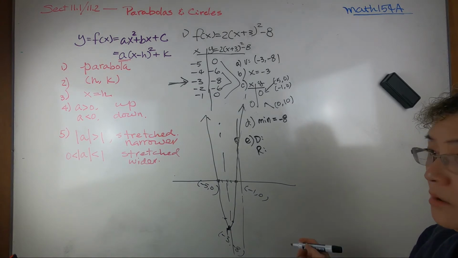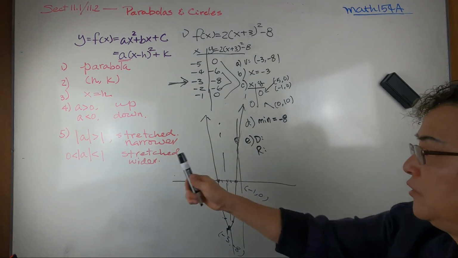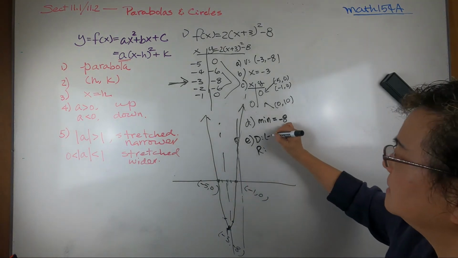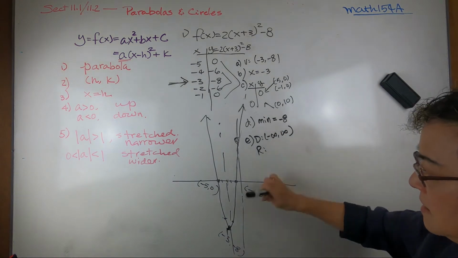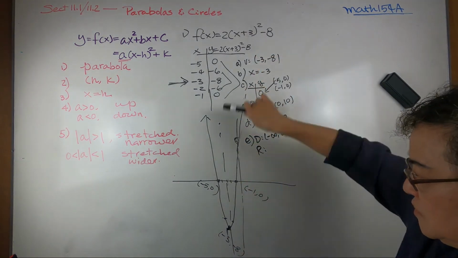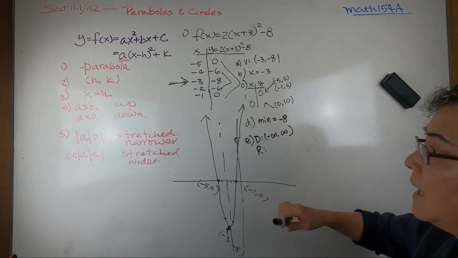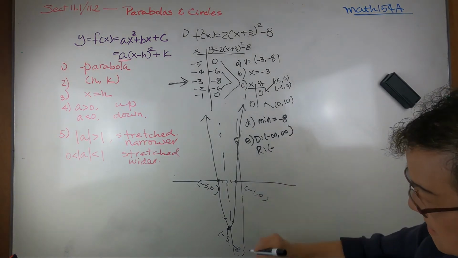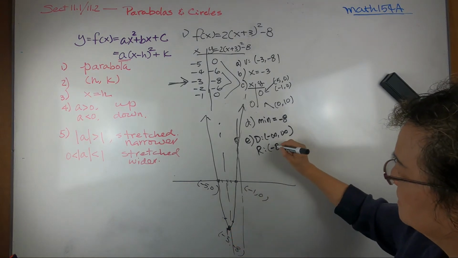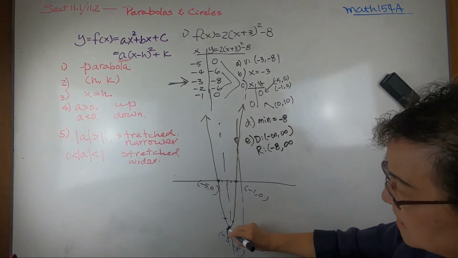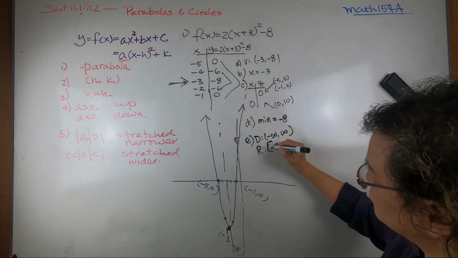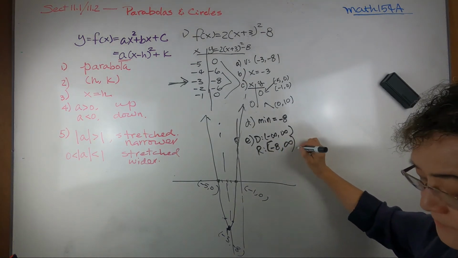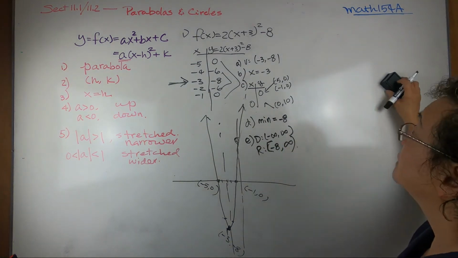Then we also ask you what's the domain, what's the range. Domain would be what? All possible x values, how far you can go left and right. That would be this one. Then how about the range? Go up and down. That would be what? From -8 up, right? Including -8. So you use what? Bracket. Okay?